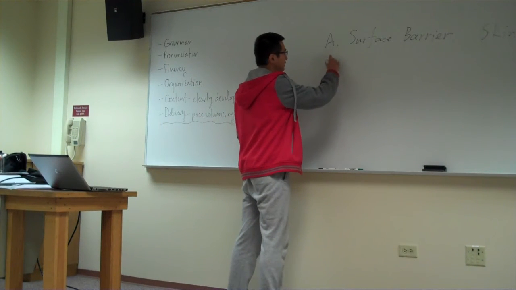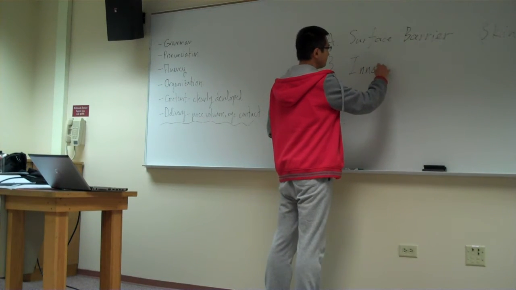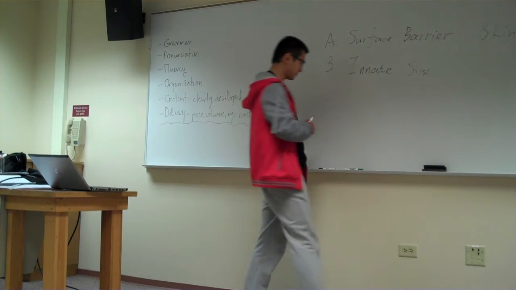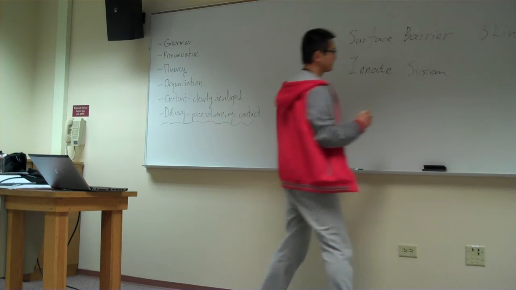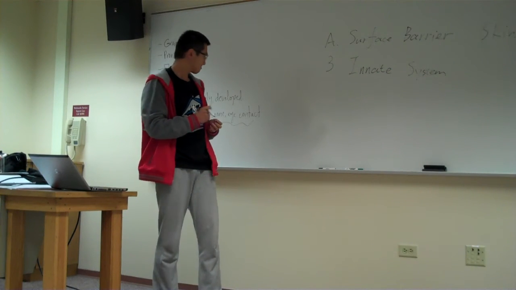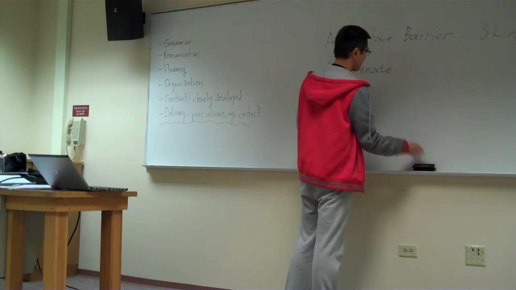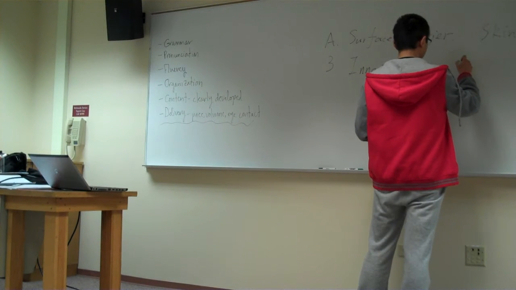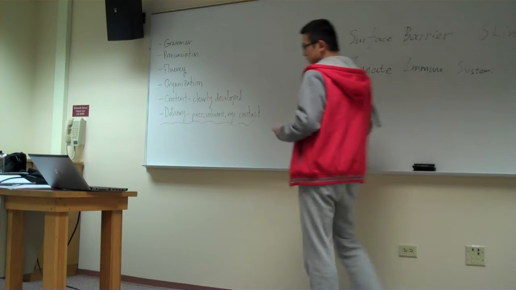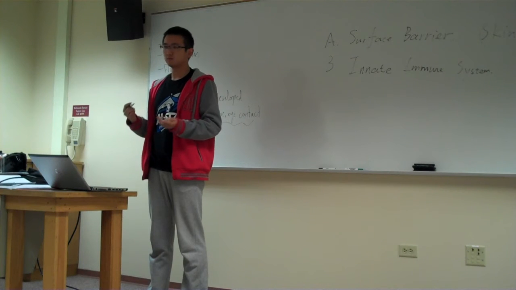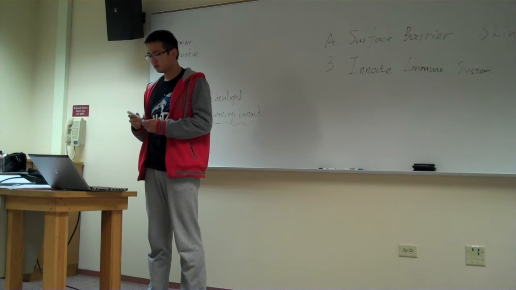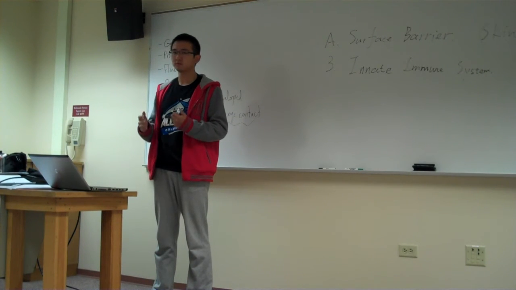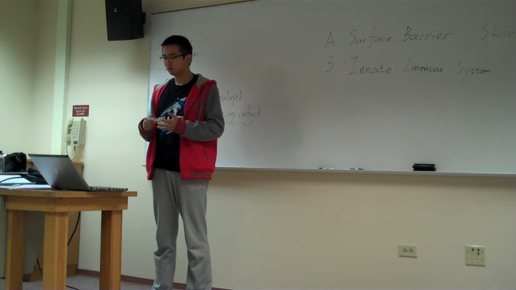But the second level is called the innate immune system. Innate means inside. Immune means you are born with it, so you don't have to learn it, you don't have to get it. So, the innate immune system. I think this is the most important part of our immune system, because there are cellular barriers.